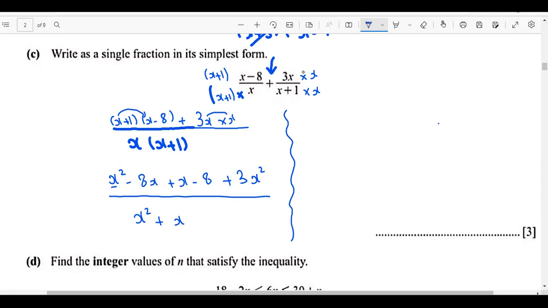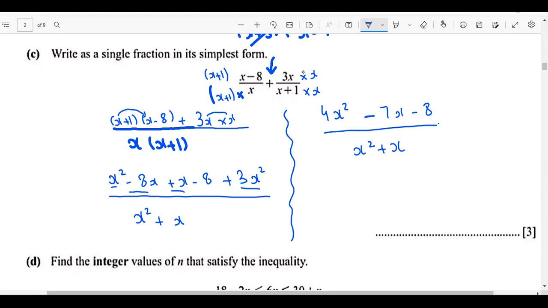So x squared plus 3x squared, I'll be adding the like terms, gives 4x squared. Minus 8x plus x plus 3x, I would be adding and subtracting them, gives minus 4x... minus 7x minus 8, divided by x squared plus x. All right. Okay. Now this is going to be your answer.